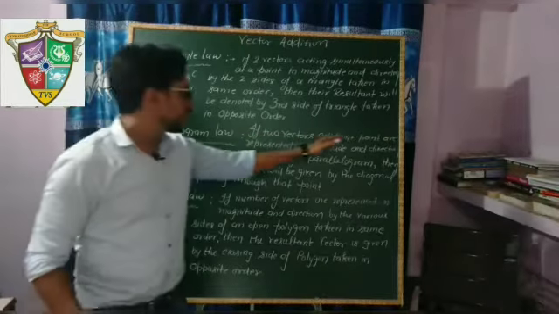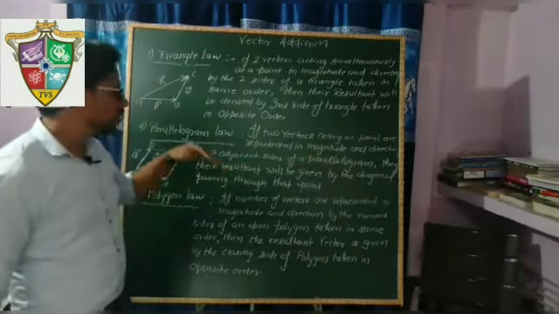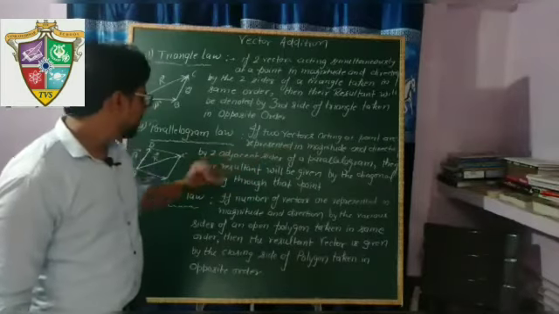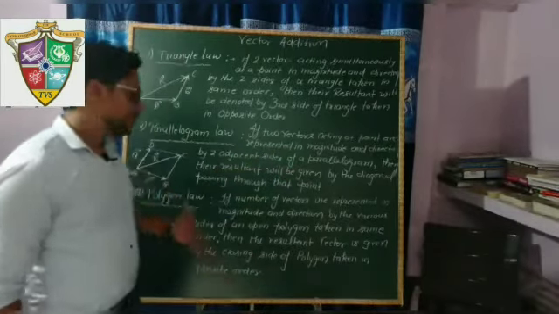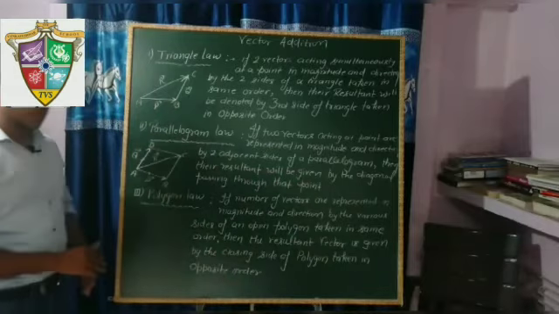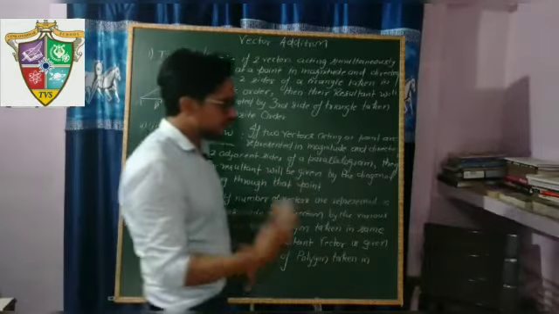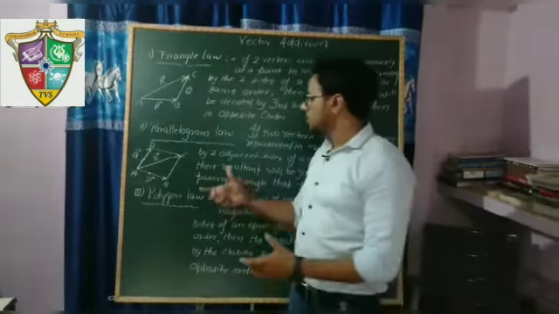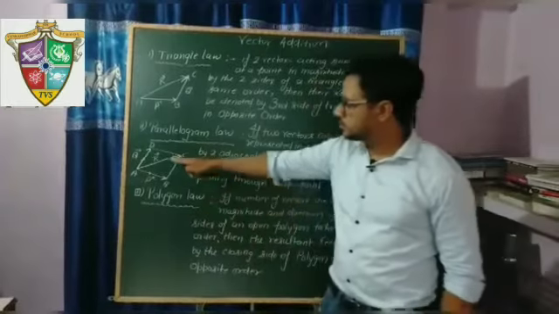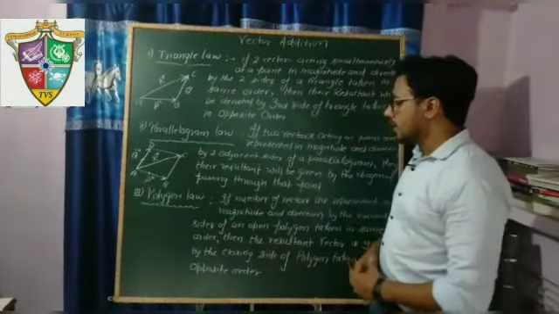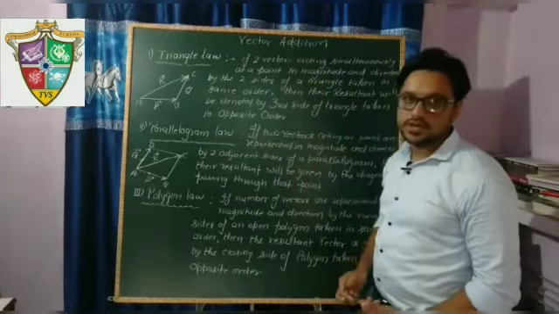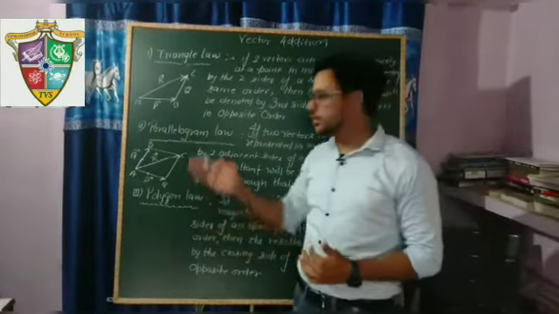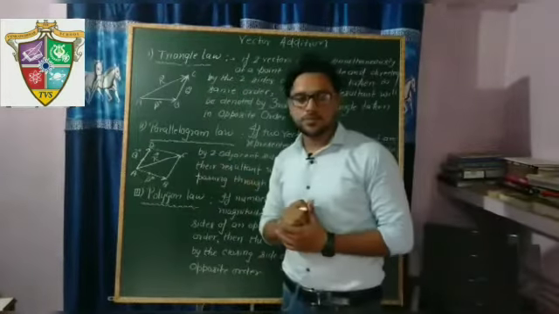So if two vectors acting at a point are represented in magnitude and direction by two sides of a parallelogram, then the resultant will be given by the diagonal passing through that point. So this is the rule. In other classes we will discuss how we can find the magnitude and direction of this resultant vector. Now this was the addition of two vectors only. If we are adding two vectors, we can use the triangle law or the parallelogram law.